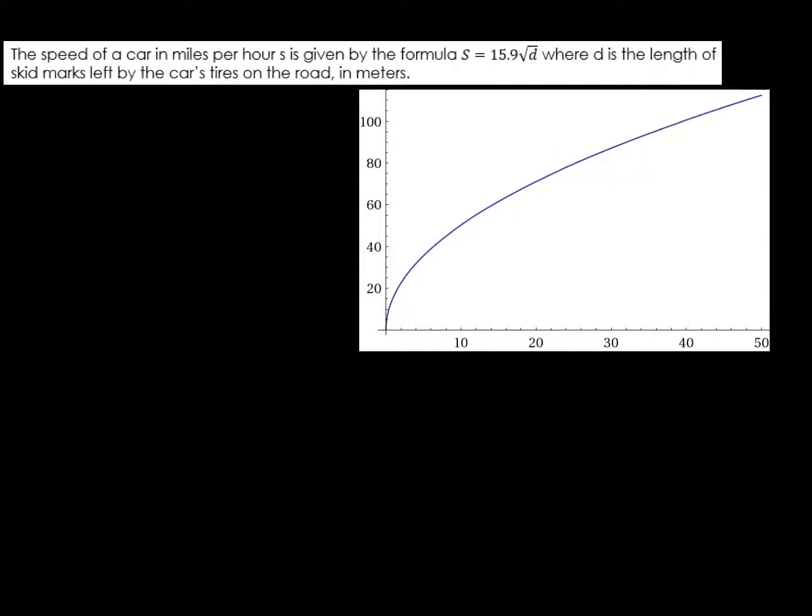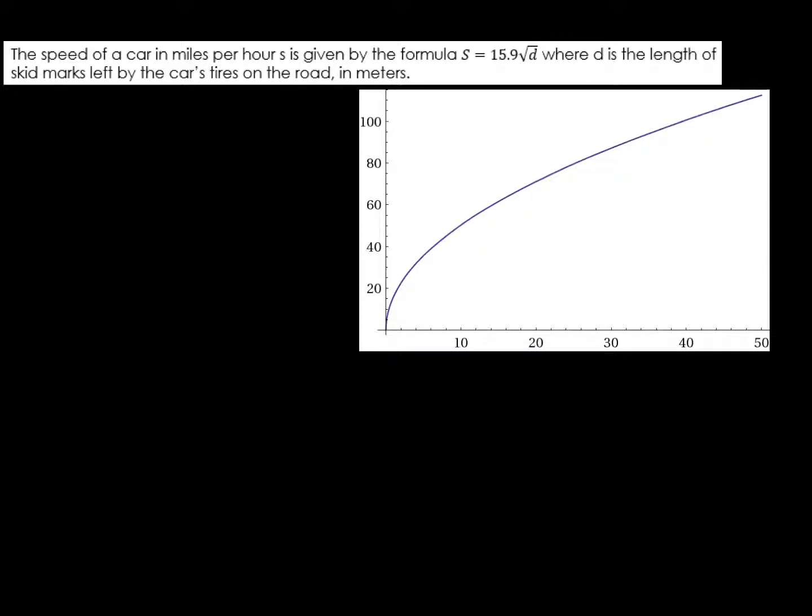Here we have an equation which actually allows us to look at the relationship between the speed of a car in miles per hour, which is S, and D, which is the length of the skid marks left by the car's tires. So here's that equation. S is equal to 15.9 times the square root of D. And here is what the graph of that function looks like.